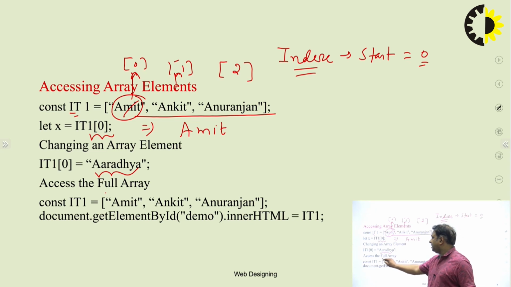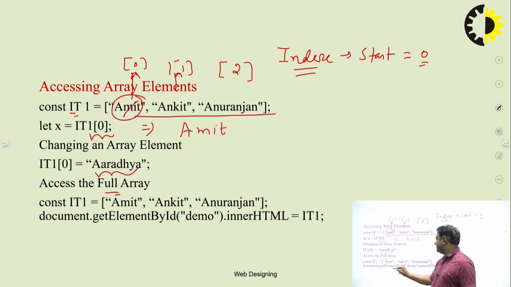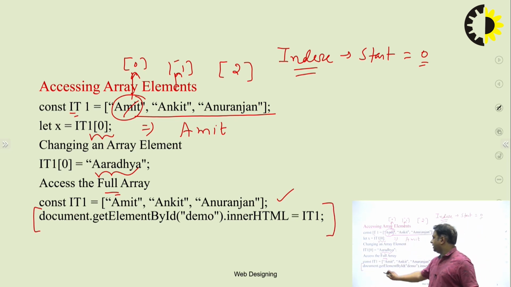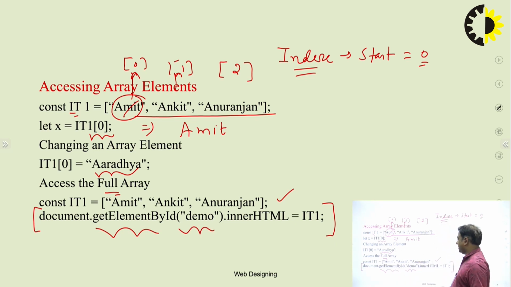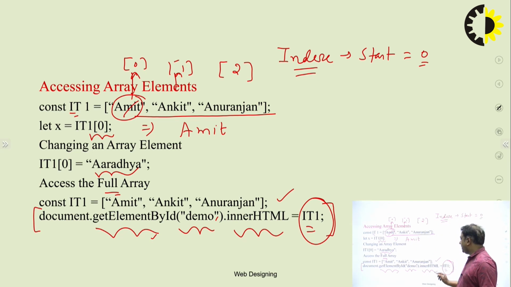Next, access the full array. Suppose I want to access the full array in one line in JavaScript. We have the array const it1 equals to Amit, Ankit and Anuranjan, then how can we print the complete array? Using document.getElementById, whatever be the id of this paragraph, demo.innerHTML equals to it1. So we can access the complete array just by using this line, document.getElementById demo.innerHTML.